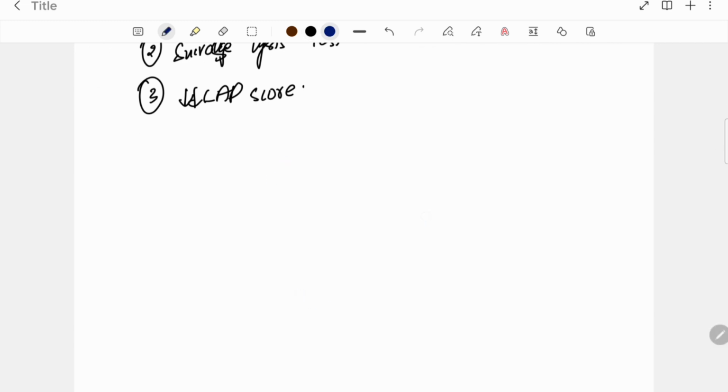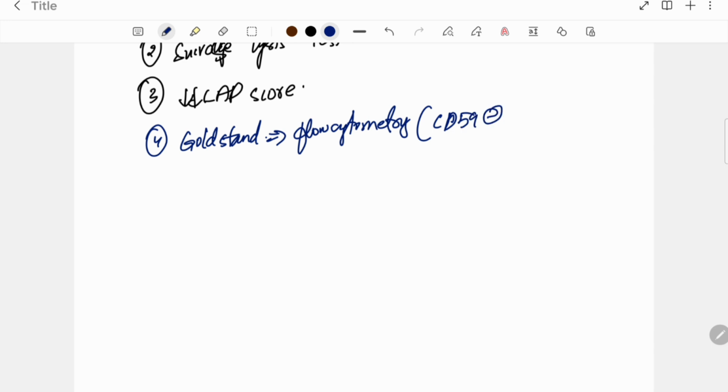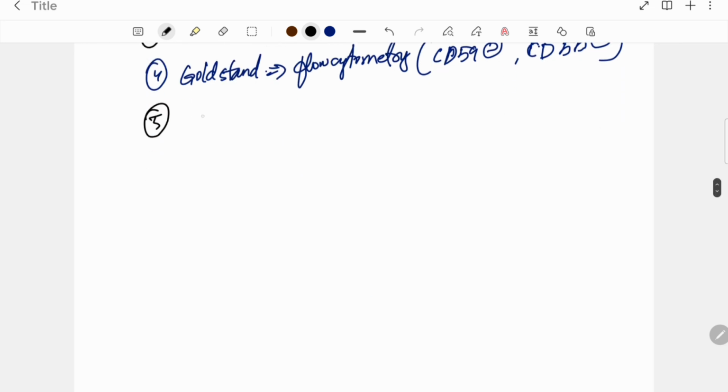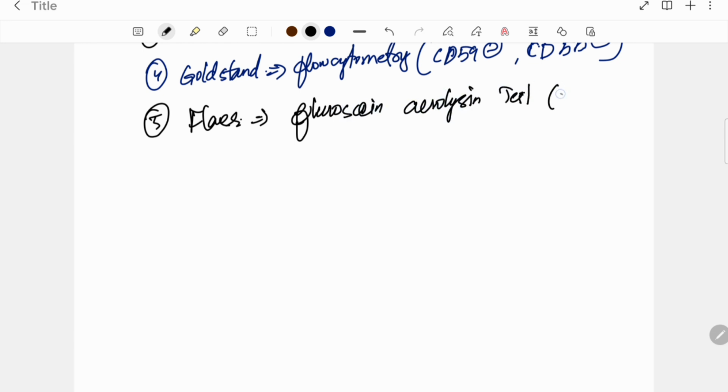And the gold standard test is flow cytometry. In flow cytometry, we should demonstrate CD59 is negative and CD55 is negative. And the fifth one, we have to do the FLAER, which is a newer test, fluorescein aerolysin test, which is the new test.